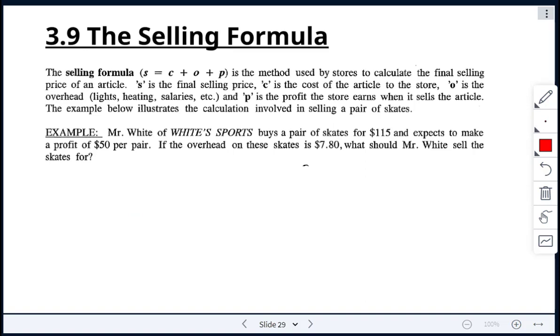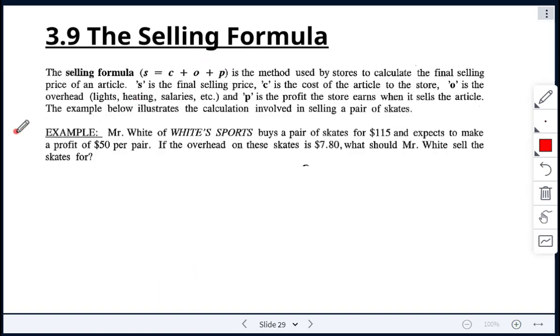Okay, so the next type of word problems we're looking at are the selling formula. There's the formula here. S is equal to C plus O plus P. And this is the method that's used by stores to calculate the final selling price of a product. S is the selling price, the final selling price. C is the cost of the article to the store. O is the overhead, things like lighting, heating, salaries of employees, and so on. And P is the profit that the store earns when it sells the article.